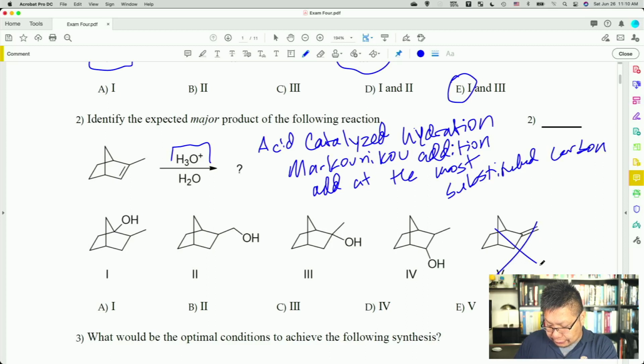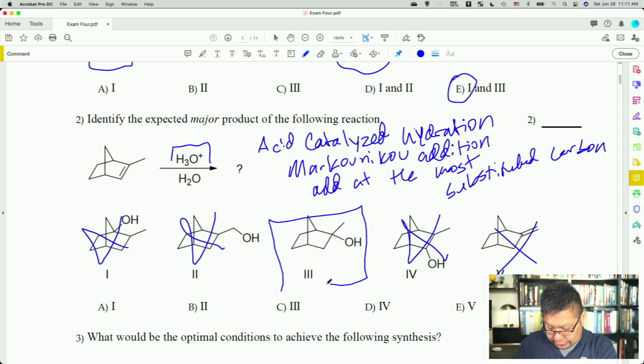Well, it can't be structure V, or 5 rather, because there's no OH there at all. It can't be structure 1 because that's not even where the double bond is. Again, it can't be structure 4, because that's not Markovnikov addition, right? You're stuck with these here, and it actually can't be this one here, because that's not where the double bond is either. So there it goes. Structure 3 is the answer. Or structure III, as I say.